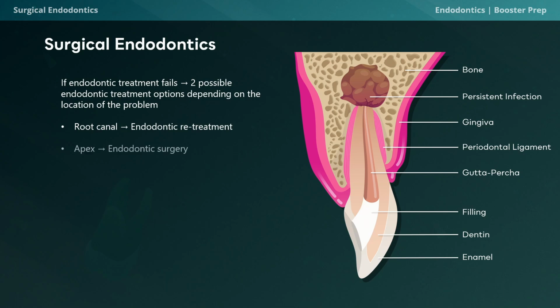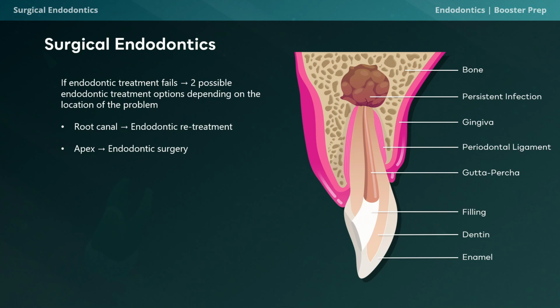Our second option is endodontic surgery. This surgical route is our go-to when the problem lies in areas inaccessible through conventional root canal treatment. Think of this as a tactical mission where we surgically access the root tip and directly treat the problematic area.